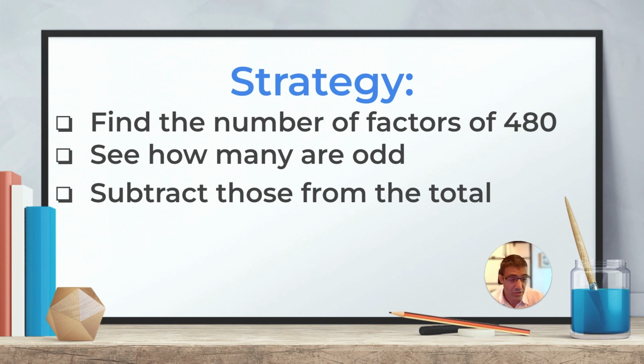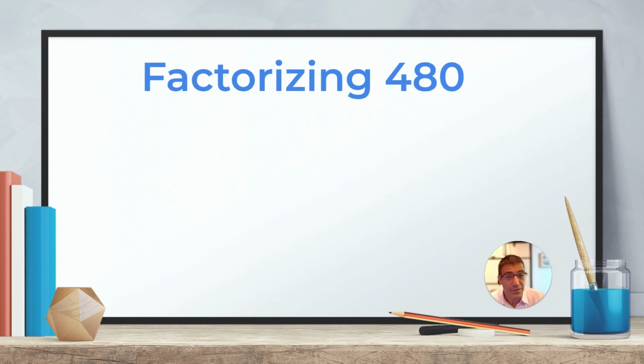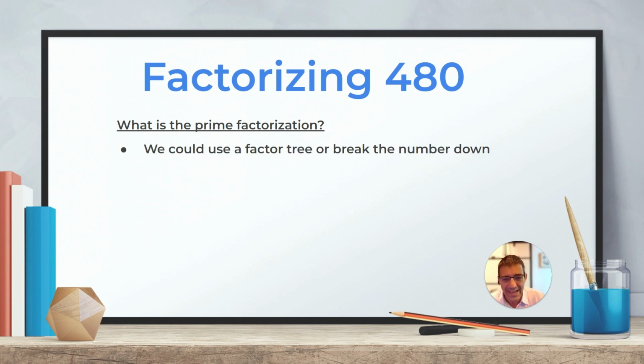So here's a solid strategy for this question. Find all the factors of 480, find how many are odd, and subtract those from the total amount of factors that 480 has. Let's go ahead and do that. So first you'll need to factorize 480, and in order to do that you can either do a factor tree or you could just break the number down. So what is the prime factorization of 480?